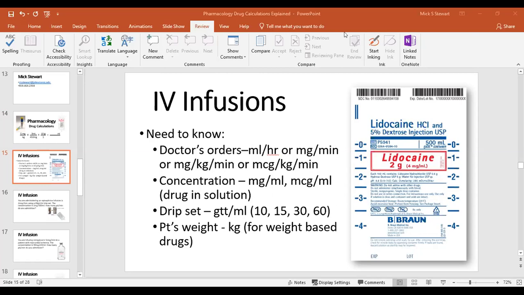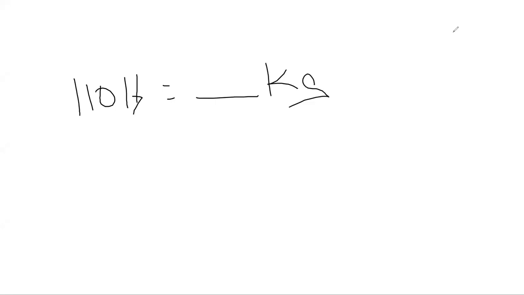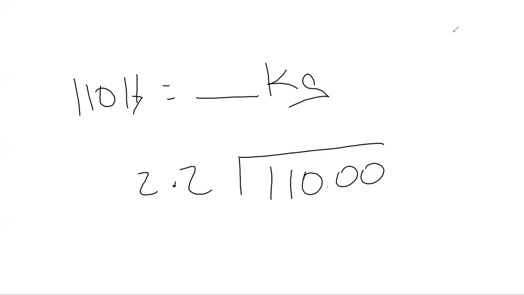Now, I'm going to switch over to my whiteboard. And I apologize, I'm going to be doing quite a bit of bouncing back and forth here between the presentation and the whiteboard, so just bear with me. Let me just give you a couple of examples. If you have a patient who weighs 110 pounds, and you need to know how many kilograms that is, you're going to divide the patient's weight in pounds by 2.2.